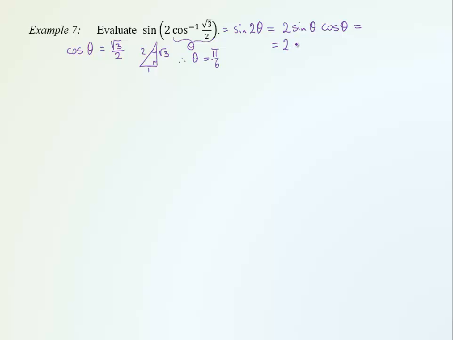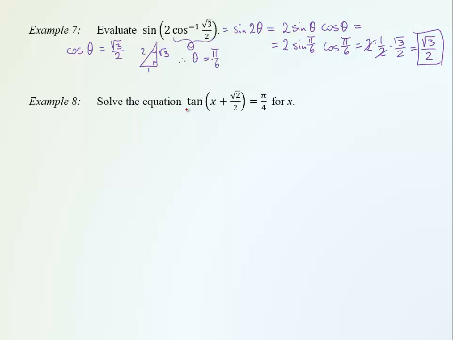So it's 2 times sine of pi 6 and cosine of pi 6. Sine of pi 6 is 1/2, so it's 2 times 1/2, and cosine is root 3 over 2. So altogether we end up with just root 3 over 2.